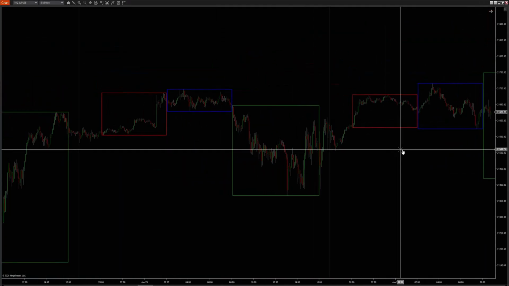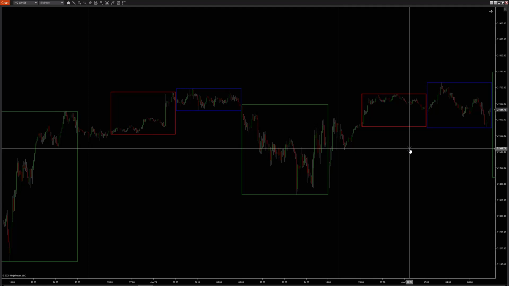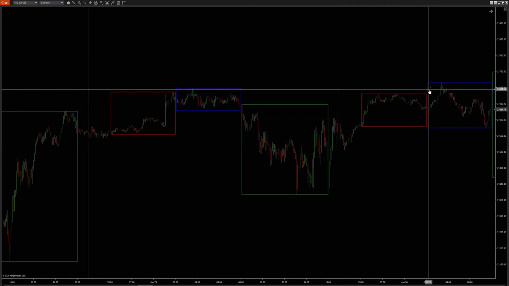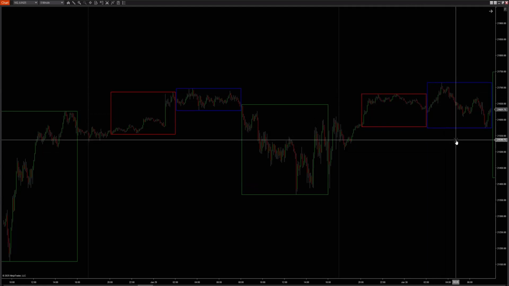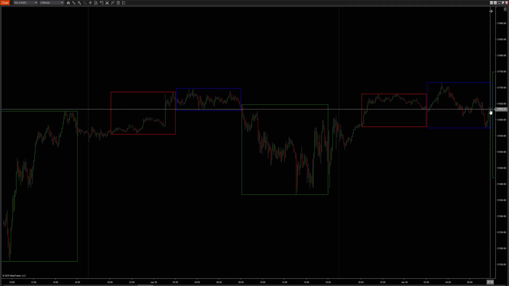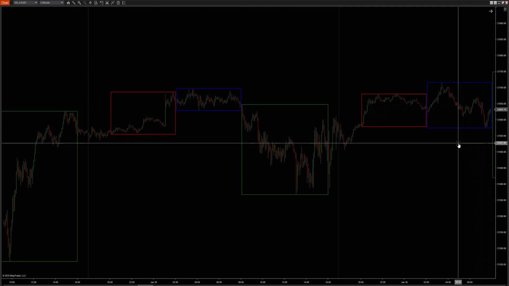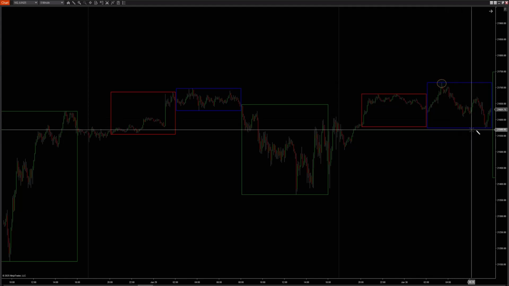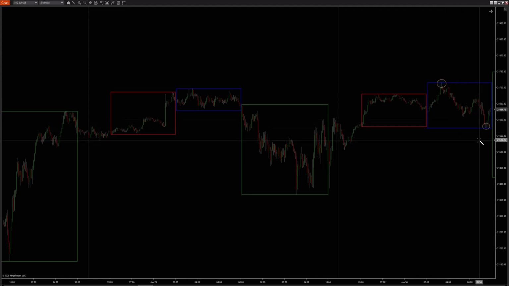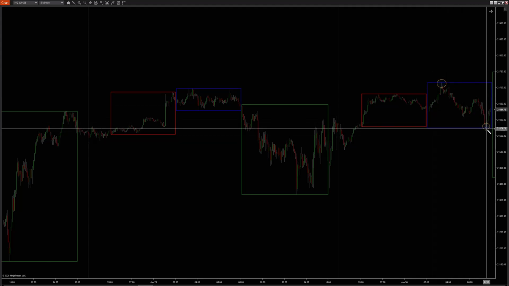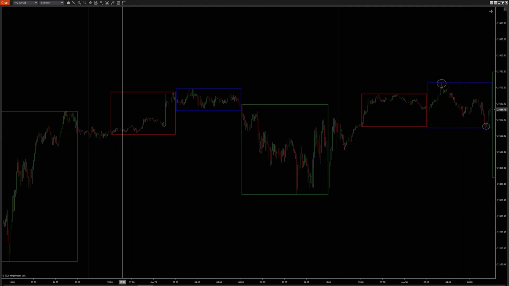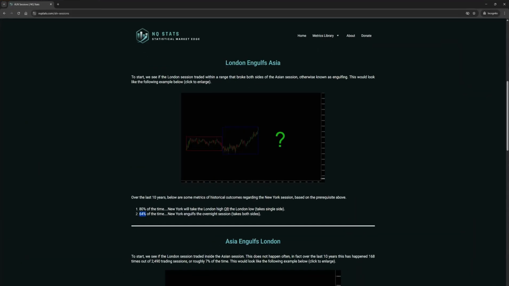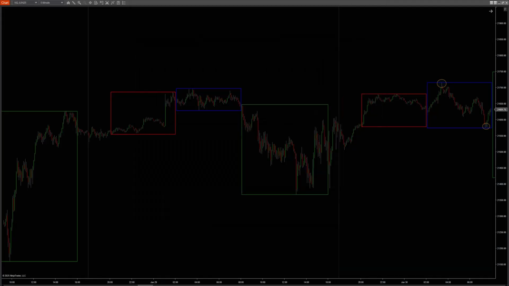So going into the New York session, this is all you would see, both sides. London takes both sides, and now you're bouncing up here. You're kind of back into the middle of London. Your expectation is this high and this low. There's an 80% probability that one of those will get taken. There is a 64% probability that both of those will get taken.